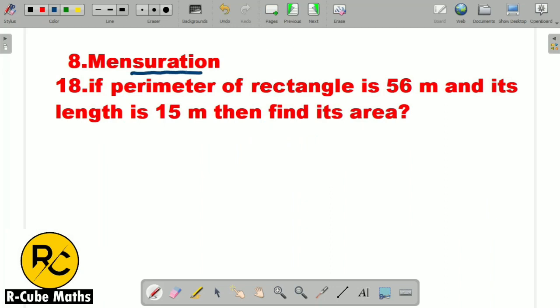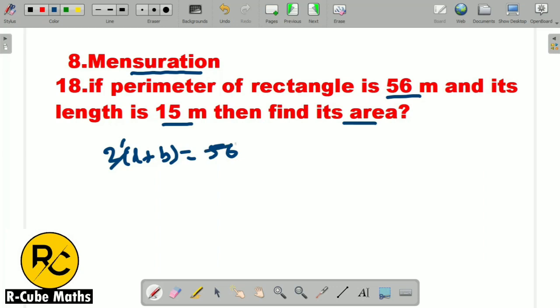Question on this chapter, mensuration. So what is given in the question? If the perimeter of a rectangle is 56 meters and its length is 15 meters, what is its area? We know that the perimeter of a rectangle is 2 into L plus B. Here L is the length of the rectangle, B is its breadth. Perimeter is 2L plus 2B. 2 is taken as common. 2 into L plus B is 56.